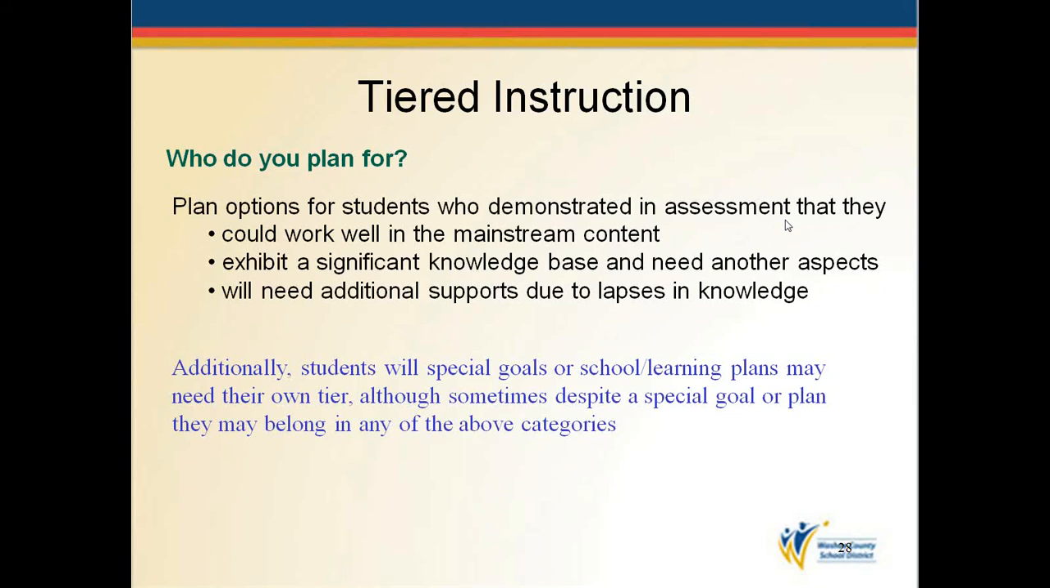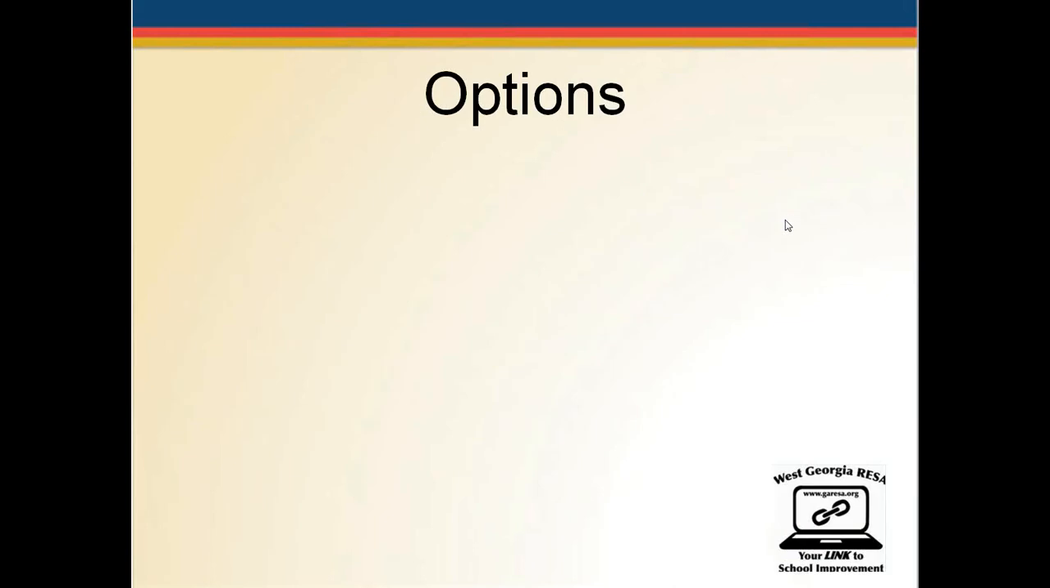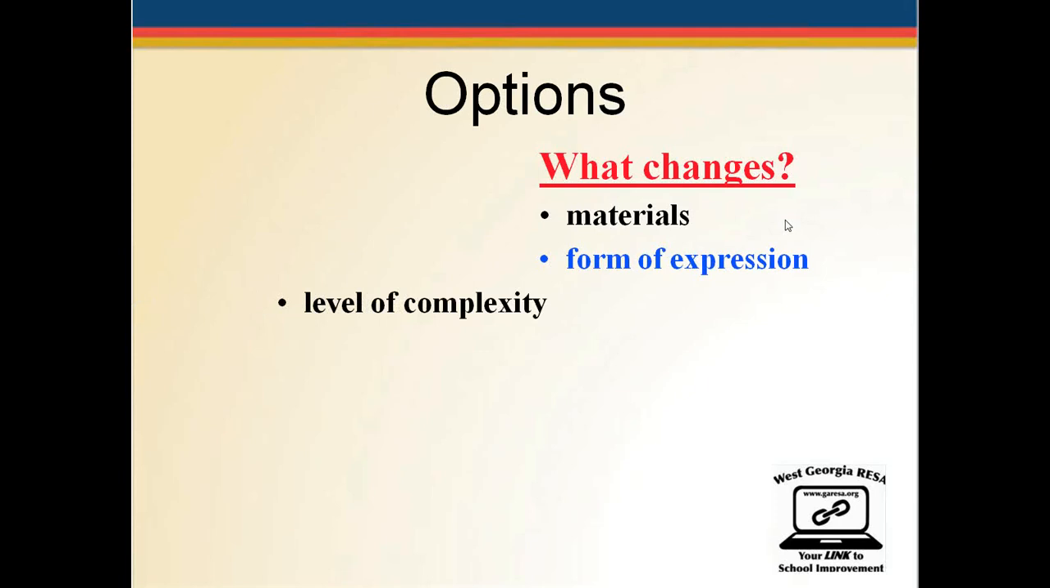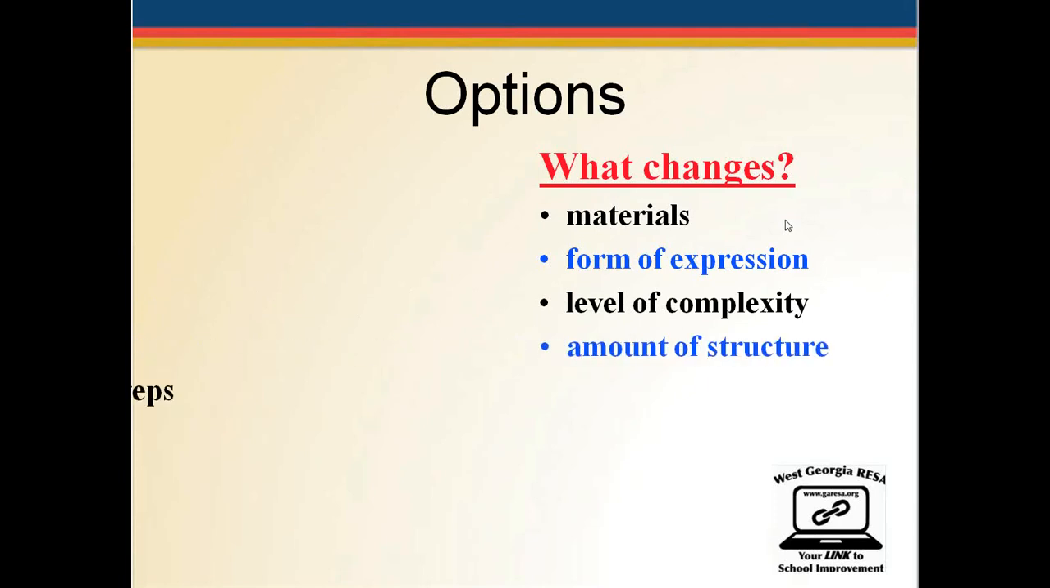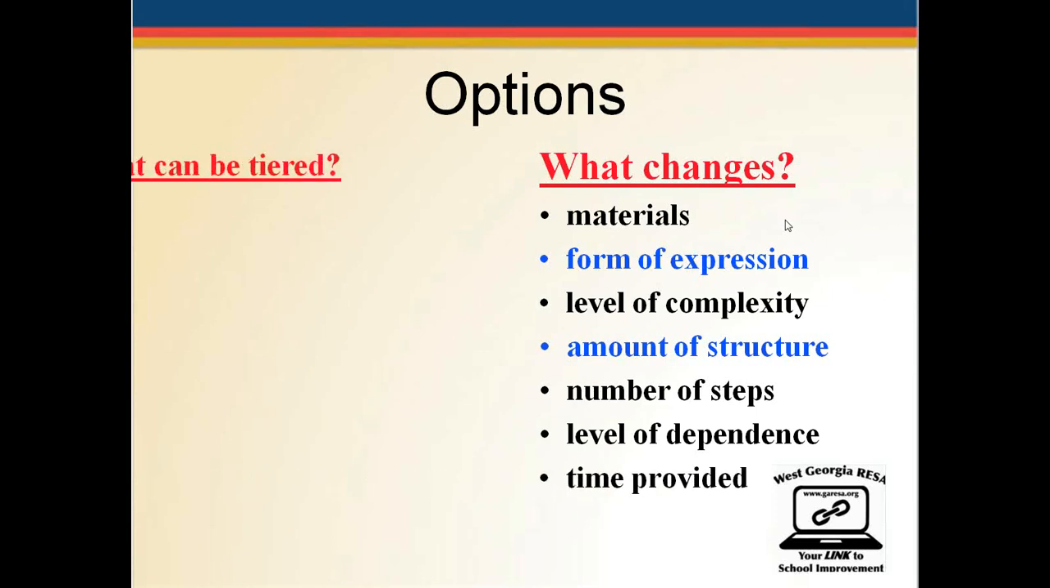There also may be students who have special goals, special learning plans, and sometimes that means that they would get their own tier, but it's also true that sometimes they need just simply one of those 3 tiers. So what in the world can we change? You can change the materials, the form of expression, the level of complexity, the amount of structure, the number of steps it would take, the level of dependence, the time provided.